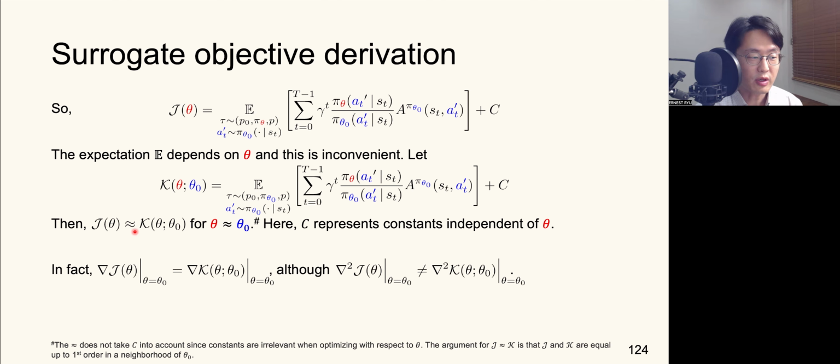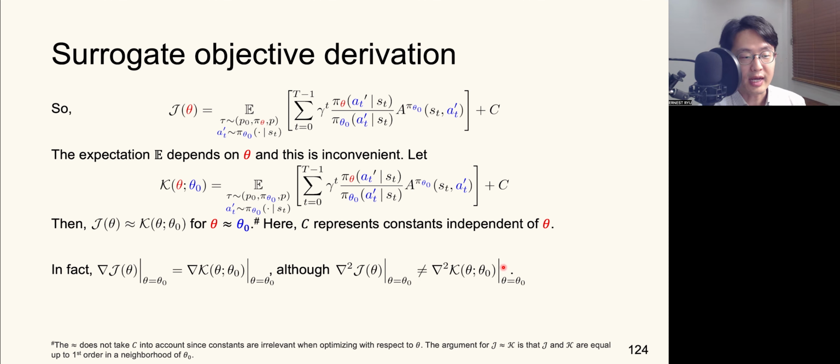The approximation argument here can be made a little bit more formal, and it can be shown that J and K agree up to first order. So they are equal within a small neighborhood around theta 0 up to first order. So the gradients are the same, although the second order derivatives are not the same.